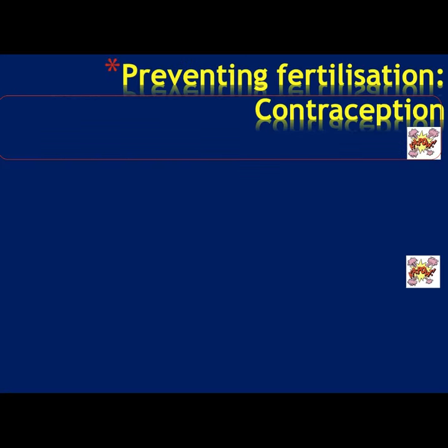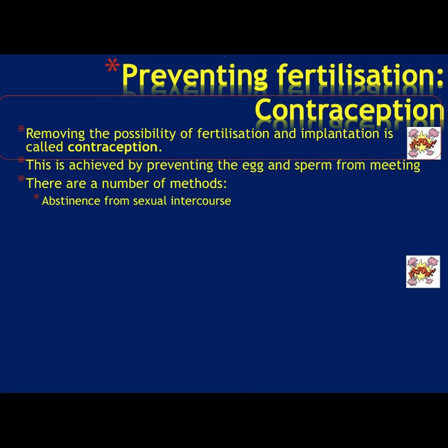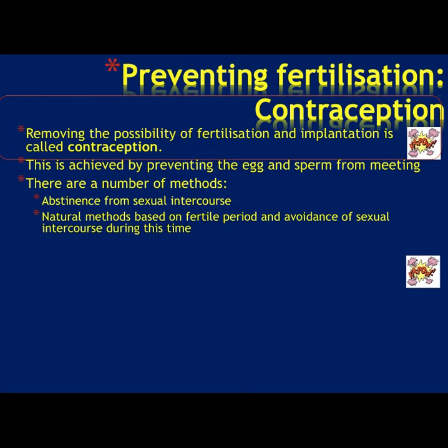In terms of prevention of fertilization, you can use contraception, and contraception is the removing of the possibility of fertilization and implantation, and it can be done in a number of ways. So you can have what are called natural methods. These two methods are what are called natural contraception methods.